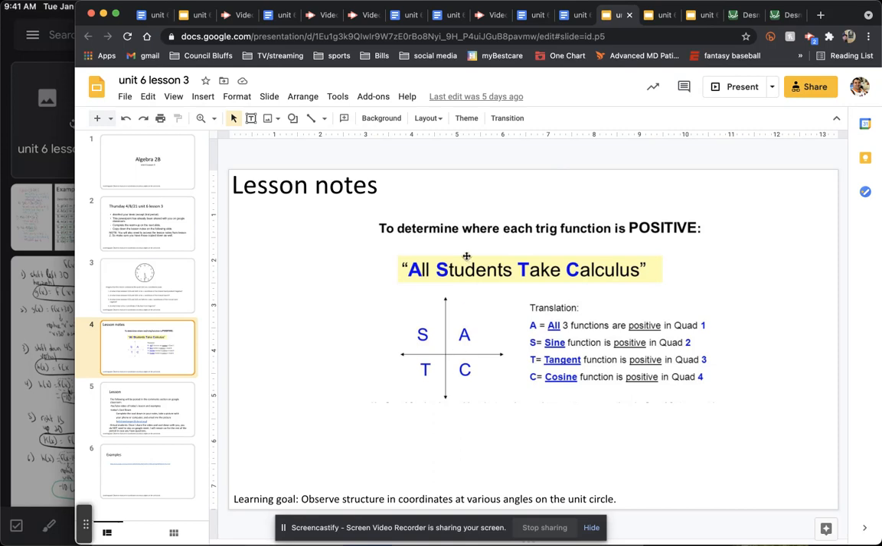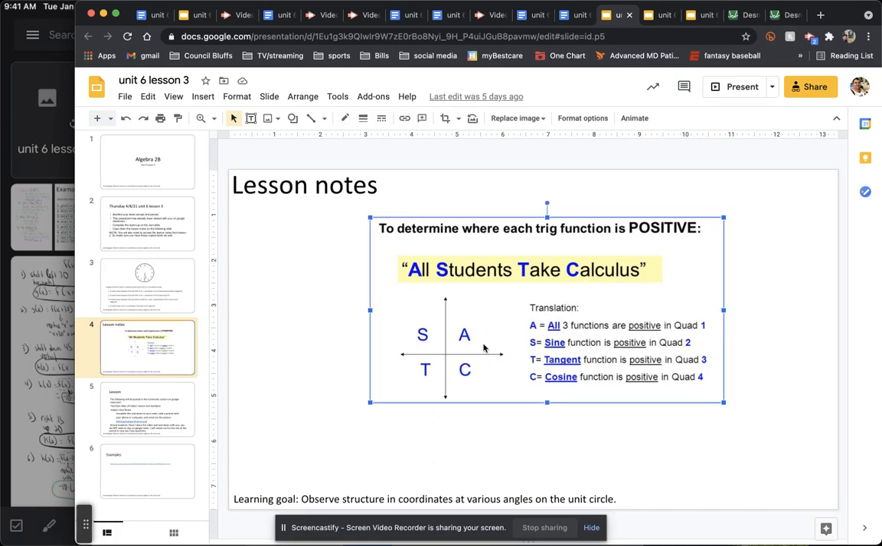Yeah, these are our notes from lesson 3. This tells me where sine and all the others are positive. So sine is going to be positive in quadrant 2, but it's also positive in quadrant 1 because all 3 are positive there. Quadrant 1 is 0 to 90. Quadrant 2 is 90 to 180. So in total, sine is positive between 0 and 180.